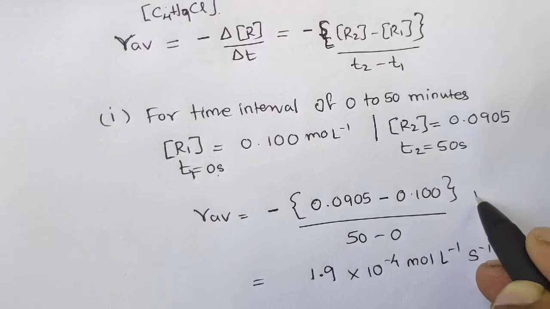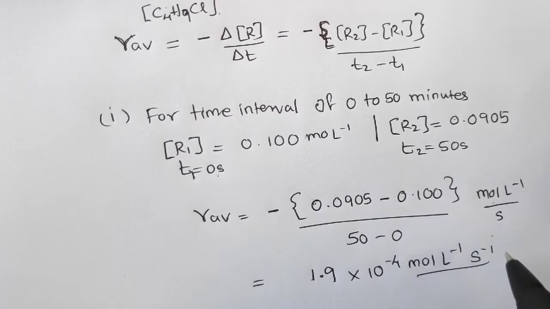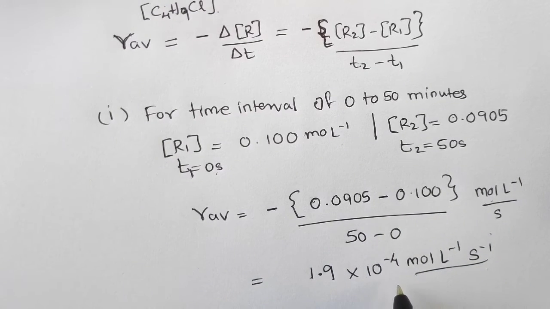Why? Because the unit of this is mole per liter upon second. So this is how we got the unit of rate of reaction. This is the value, 1.9 into 10 raised to minus 4.